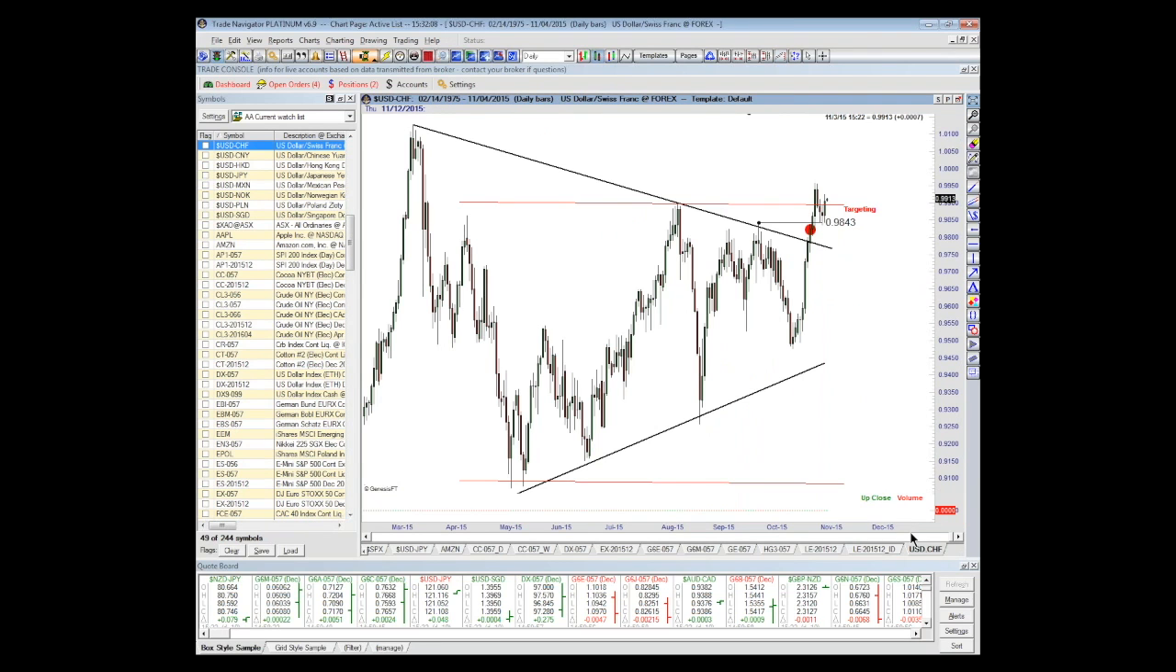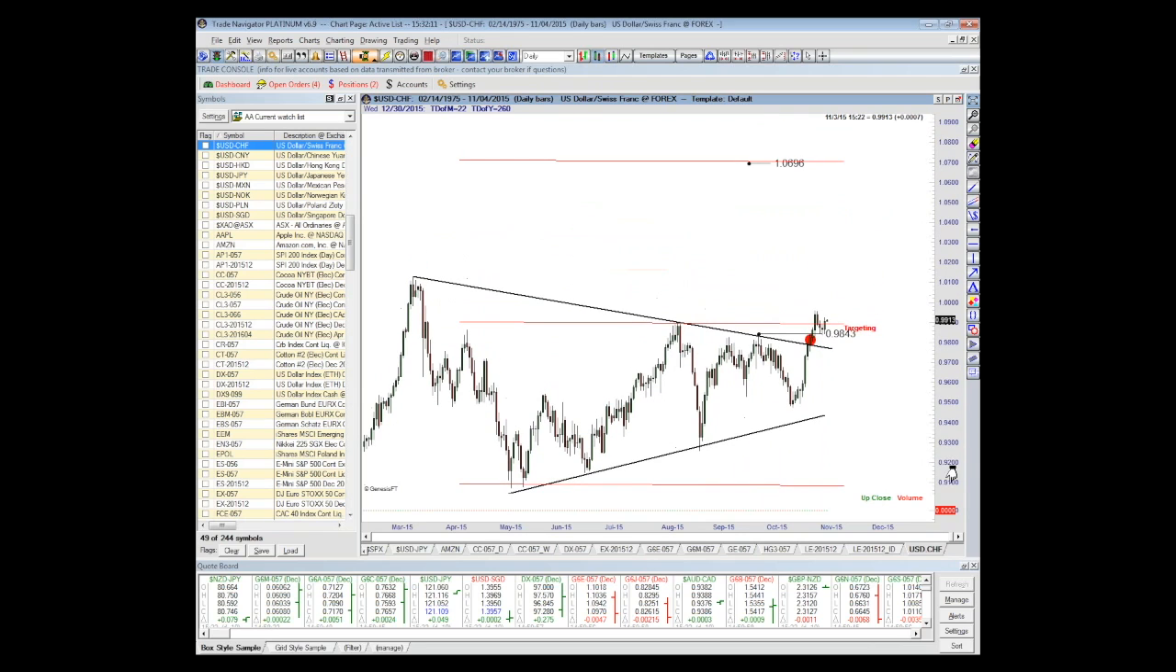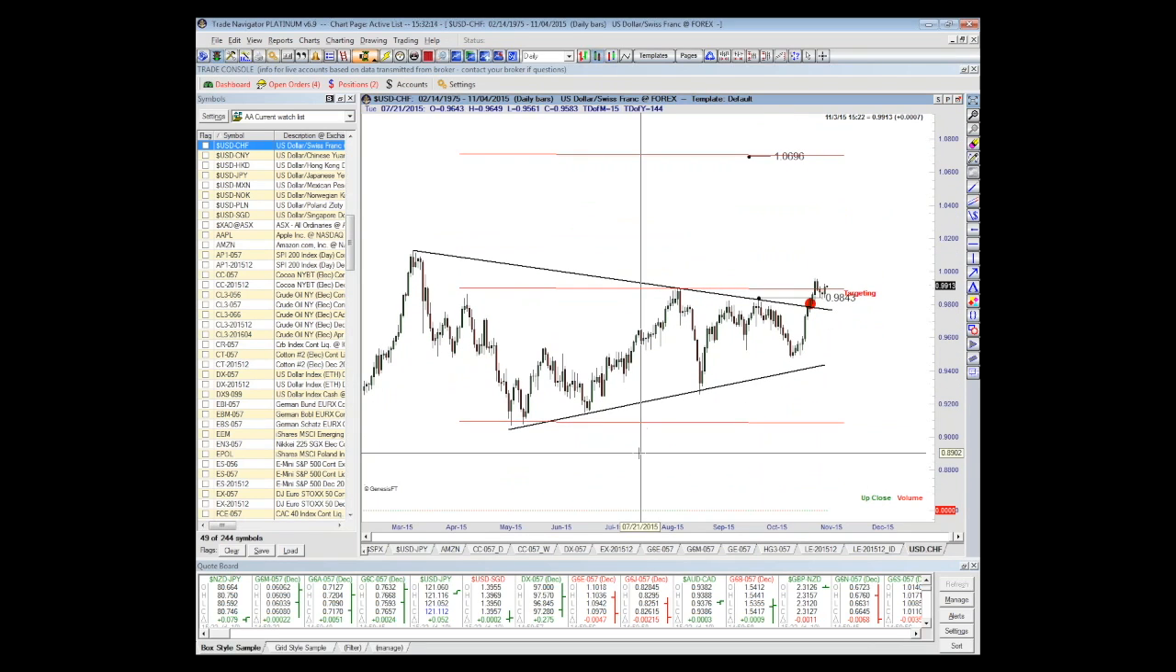Our biggest position right now is in the dollar Swiss franc, and that's based on a symmetrical triangle. It started back in March of 2015. We like this market mainly because we think that the Swiss National Bank is attempting to devalue the Swiss franc. Keep in mind, when you have a cheaper Swiss franc, that means the US dollar Swiss franc will go up.